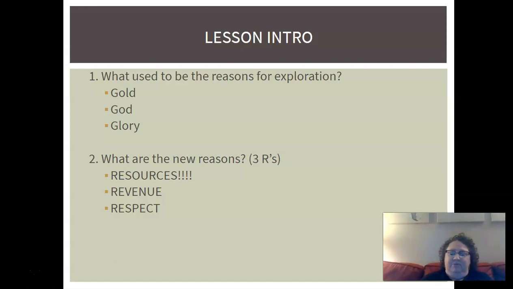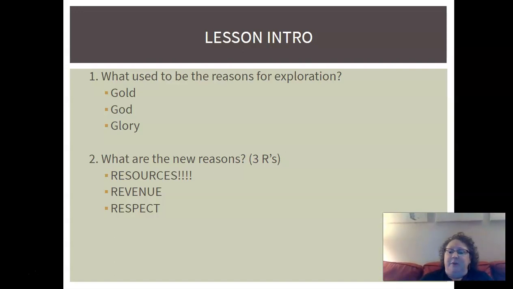A little bit of God, a little bit of wanting to spread Christianity, and a lot of glory for your country. Remember that this idea of nationalism is very new. So we have new nations like Germany and Italy, and they're trying to find their place, trying to get some power in this whole situation. The new reasons, we call these the R's. So they're going for resources, revenue, and respect.